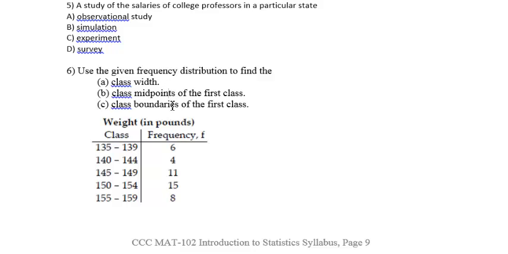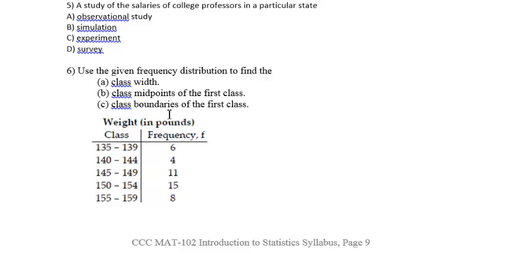Class midpoints of the first class, well, that's easy. The first class is 135 to 139. What's in the middle? Well, the answer, of course, is 137. You've got 135, 136, 137, 138, and 139. The value in the middle is 137. You can also take the average of 135 and 139, add the 2 things up, and divide by 2. You're going to get 137 either way.